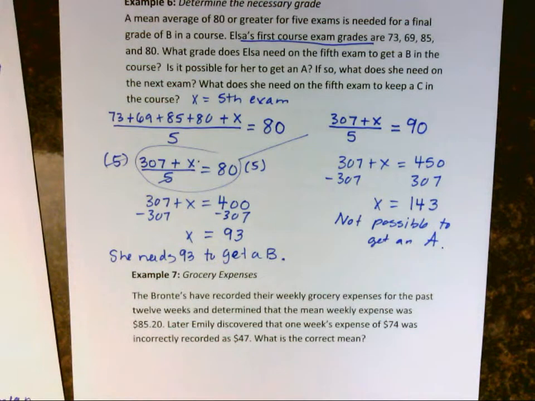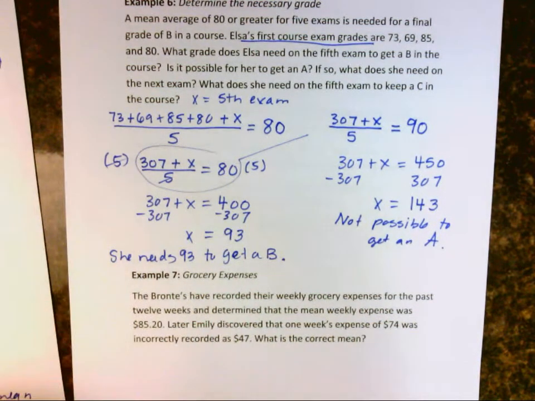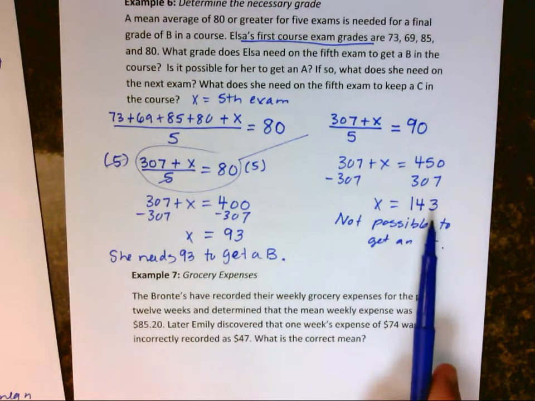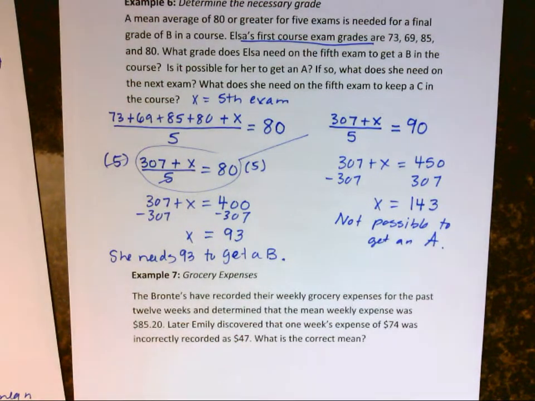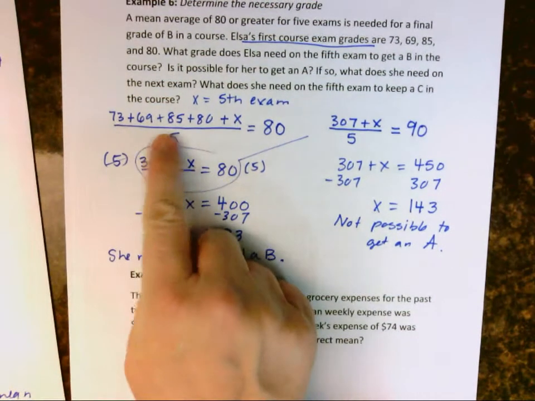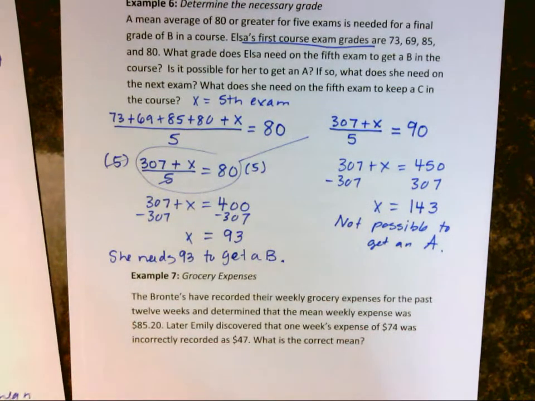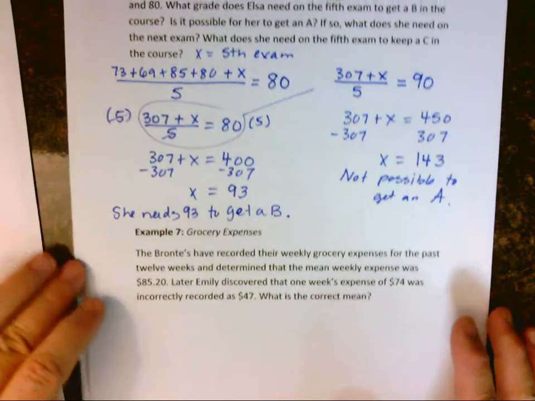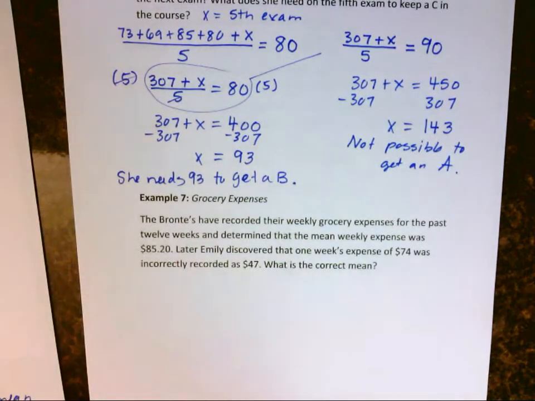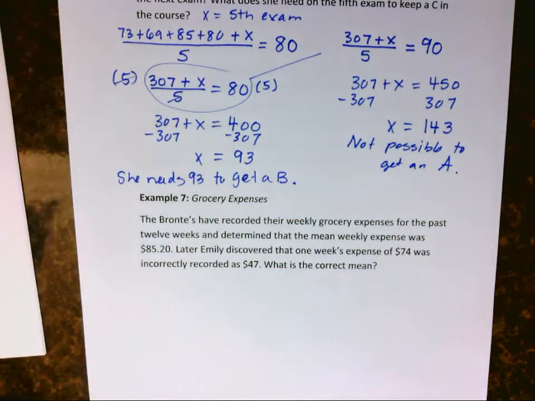And that's not too surprising. If you look at her test grades, none of them are A's yet. So she's got a lot of points to make up. It's not as simple as just a few percent. It's weighted. She hasn't made an A for lots of the semester, so it's going to be harder to get there. Okay? And the final example is grocery expenses.